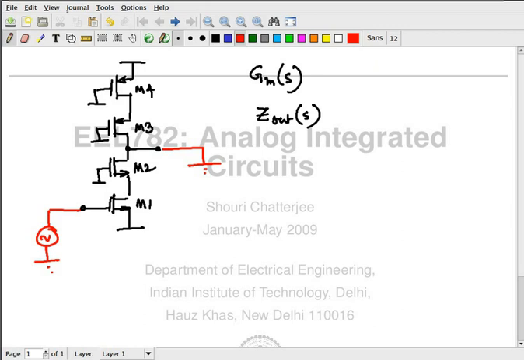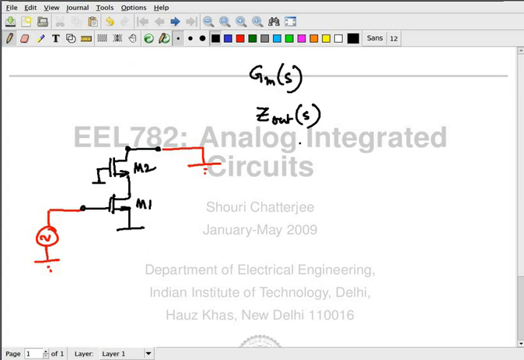So to do that, first I recognize that M3 and M4 are completely shorted out. Okay, so I throw them out of the picture. They are no longer needed. So this is significant simplification already done.